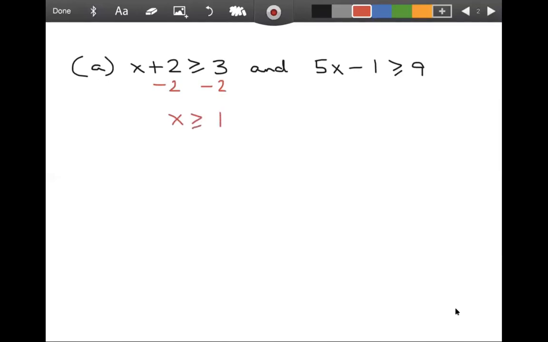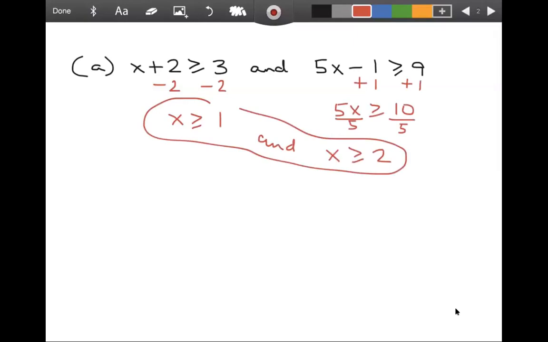And if 5x minus 1 is greater than or equal to 9, that means that 5x is greater than or equal to 10, which means x is greater than or equal to 2. So we are looking for all those values of x that are both greater than or equal to 1 and greater than or equal to 2.